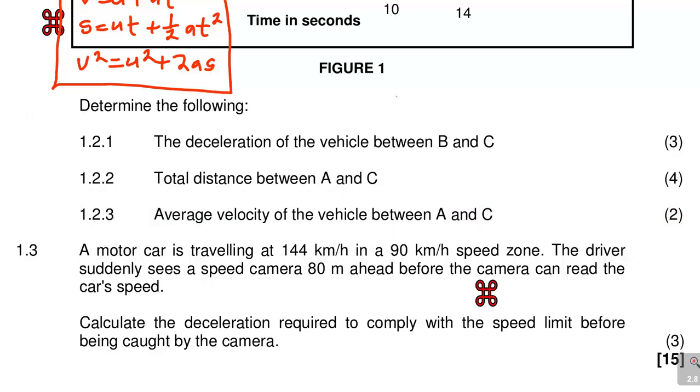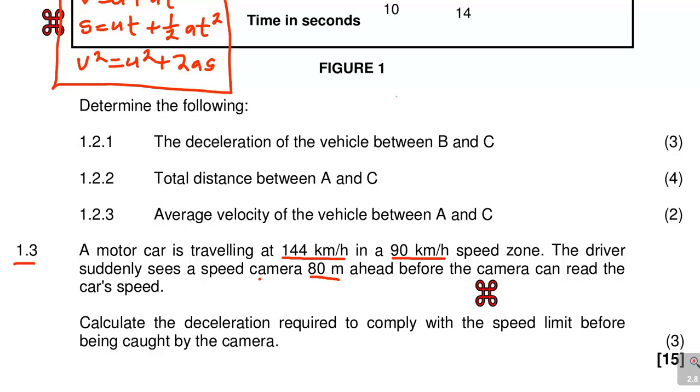Okay, now we're done with question 1.2.3. So this is a totally new question now. I mean 1.2.3 now is 1.3. Says a motor car is traveling at 144 kilometers per hour in a 90 kilometer speed zone. The driver suddenly sees a speed camera 80 meters ahead before the camera can read the car's speed. Calculate the deceleration required to comply with the speed limit before being caught by the camera.